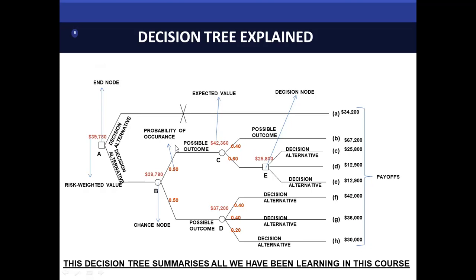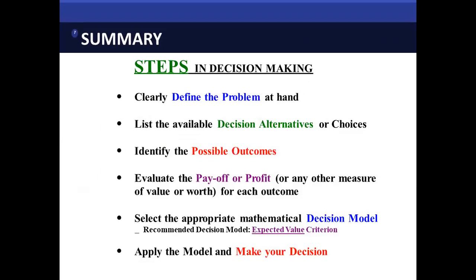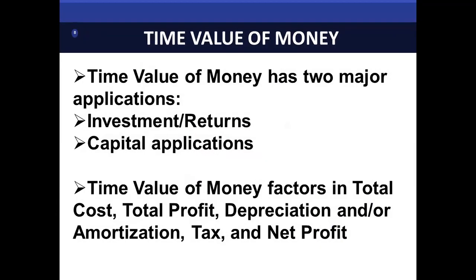So in this case, we're having profits. So the alternative with the highest profit becomes the right alternative to choose. The last point here says apply the model and make your decision. Time value of money. $1 in year 2000 is not the same value as $1 in the year 2030. The time value of money has to be factored in. There's a depreciation in the value of the money. The purchasing power of that money has been devalued over time.